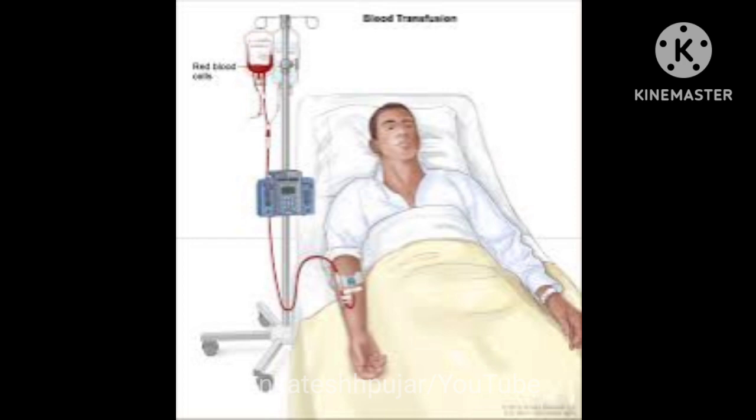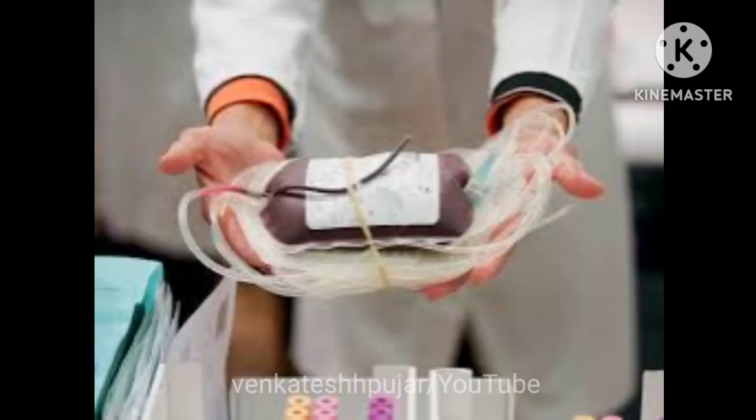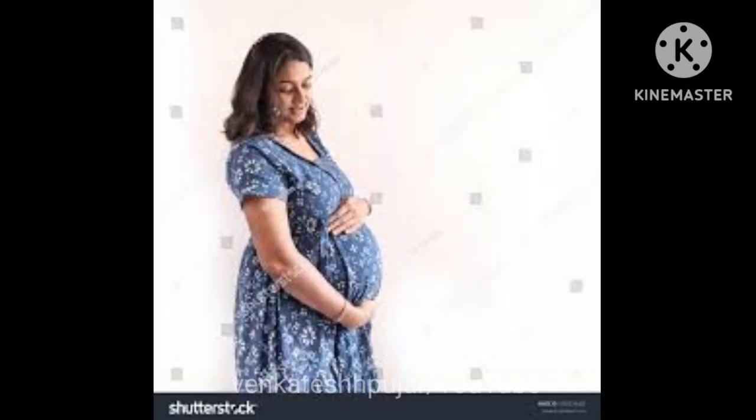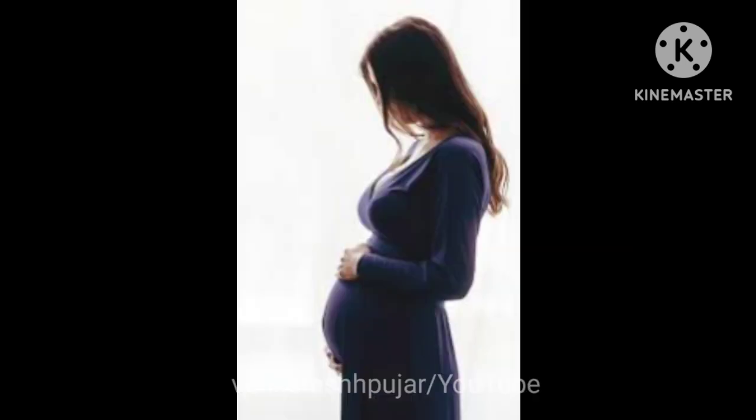Next is during pregnancy or delivery or through breastfeeding. Infected mothers can pass the virus on to their babies. Mothers who are HIV positive and get treatment for the infection during pregnancy significantly lower the risk to their babies.